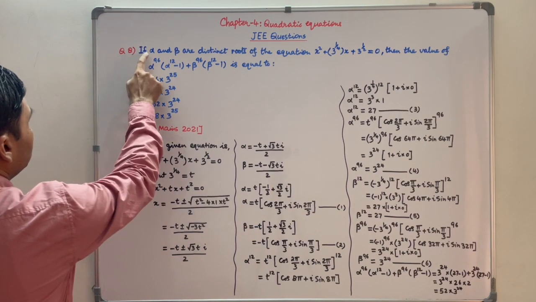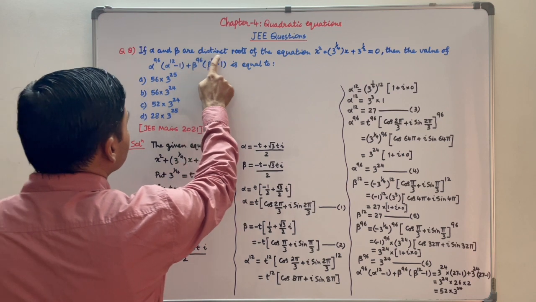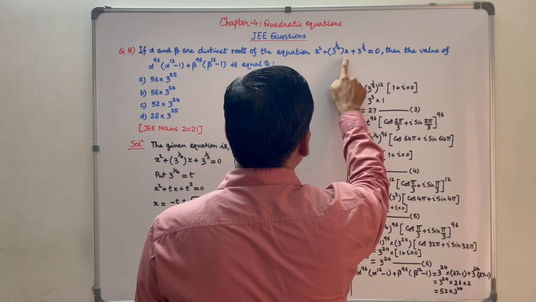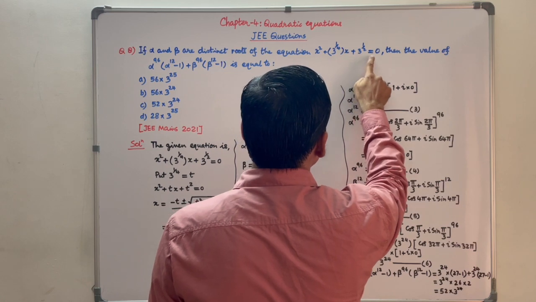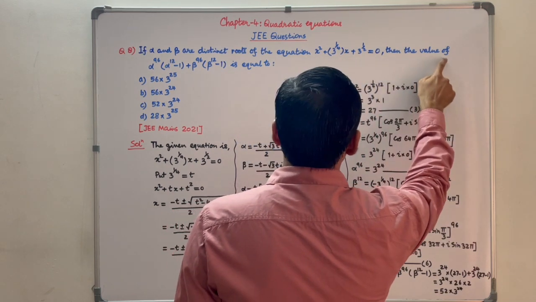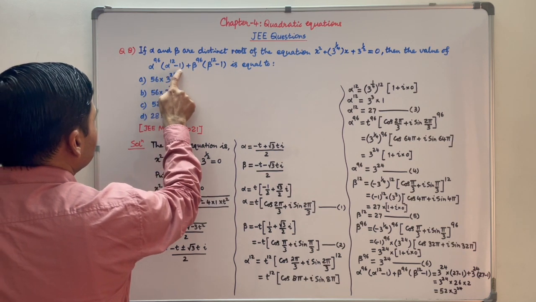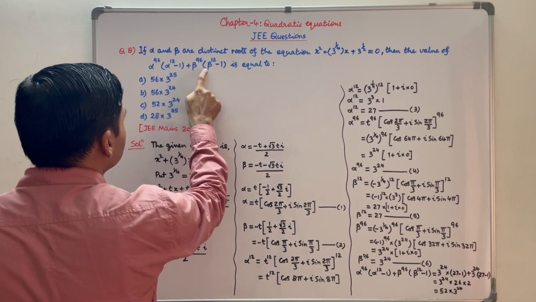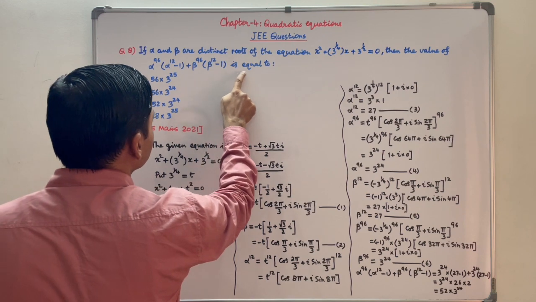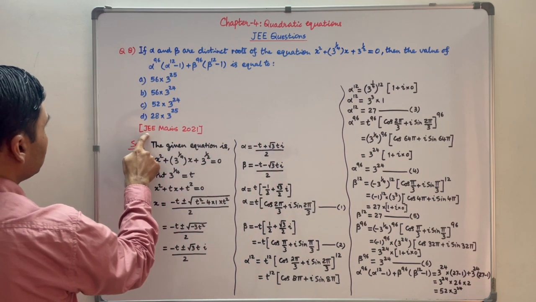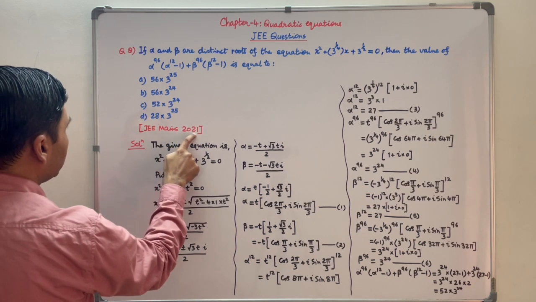8th question: if alpha and beta are distinct roots of the equation x square plus 3 to power 1 by 4 x plus 3 to power 1 by 2 is equal to 0, then the value of alpha to power 96 into alpha to power 12 minus 1 plus beta to power 96 into beta to power 12 minus 1 is equal to. These are the options given. This question was asked in JEE Mains 2021.